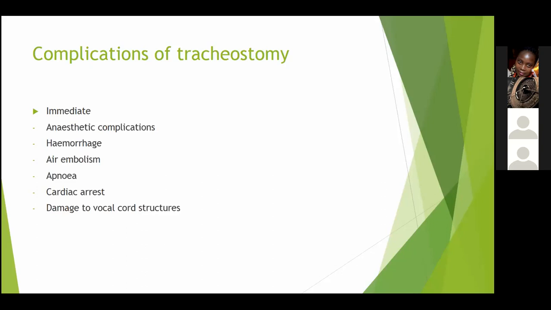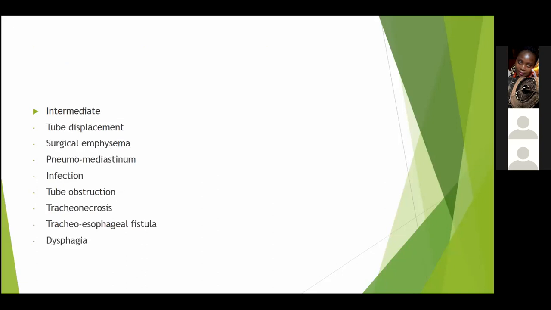You could have a cardiac arrest. Depending on where you placed your tracheostomy, you may damage the vocal cord structures. The intermediate complications, you have things like tube displacement. You may have surgical emphysema, pneumomediastinum, infection, tube obstruction, whereby the obstruction can be maybe from a blood clot, it can be because of a mucus plug. You could have tracheonecrosis.